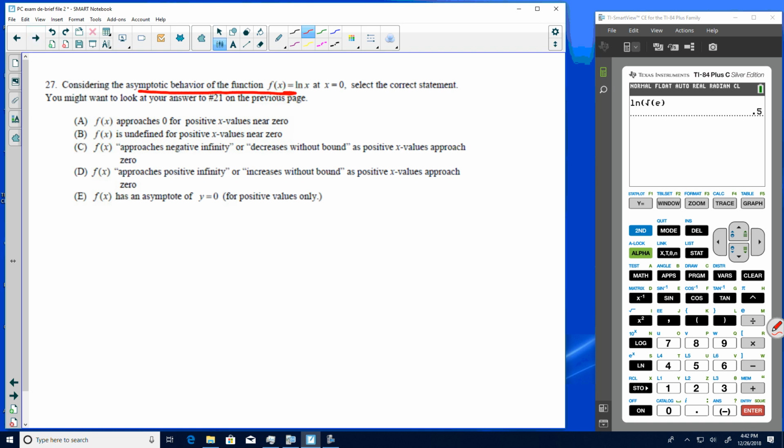Select the correct statement. You might want to look at your answer to 21 on the previous page. Well, 21 was, again, the graph. So let's just get the graph going right here real quickly. We have this asymptote going down, and then this increases. There is no upper bound to this. This keeps growing very, very slowly.